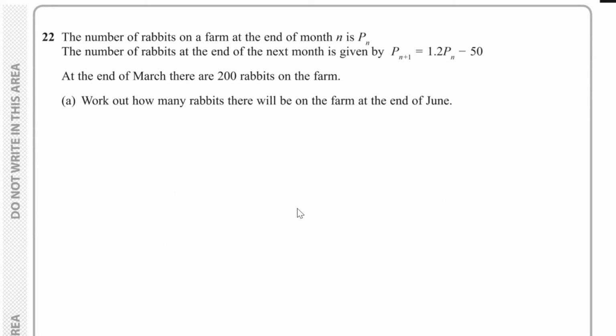Question 22. The number of rabbits on a farm at the end of month n is Pn, and the number of rabbits at the end of the next month is given by Pn plus 1 equals 1.2 Pn minus 50. And at the end of March, there are 200 rabbits on the farm. We have to work out how many rabbits there will be on the farm at the end of June. So January, that's the first month. February, that's the second month. March, that's the third month, okay?